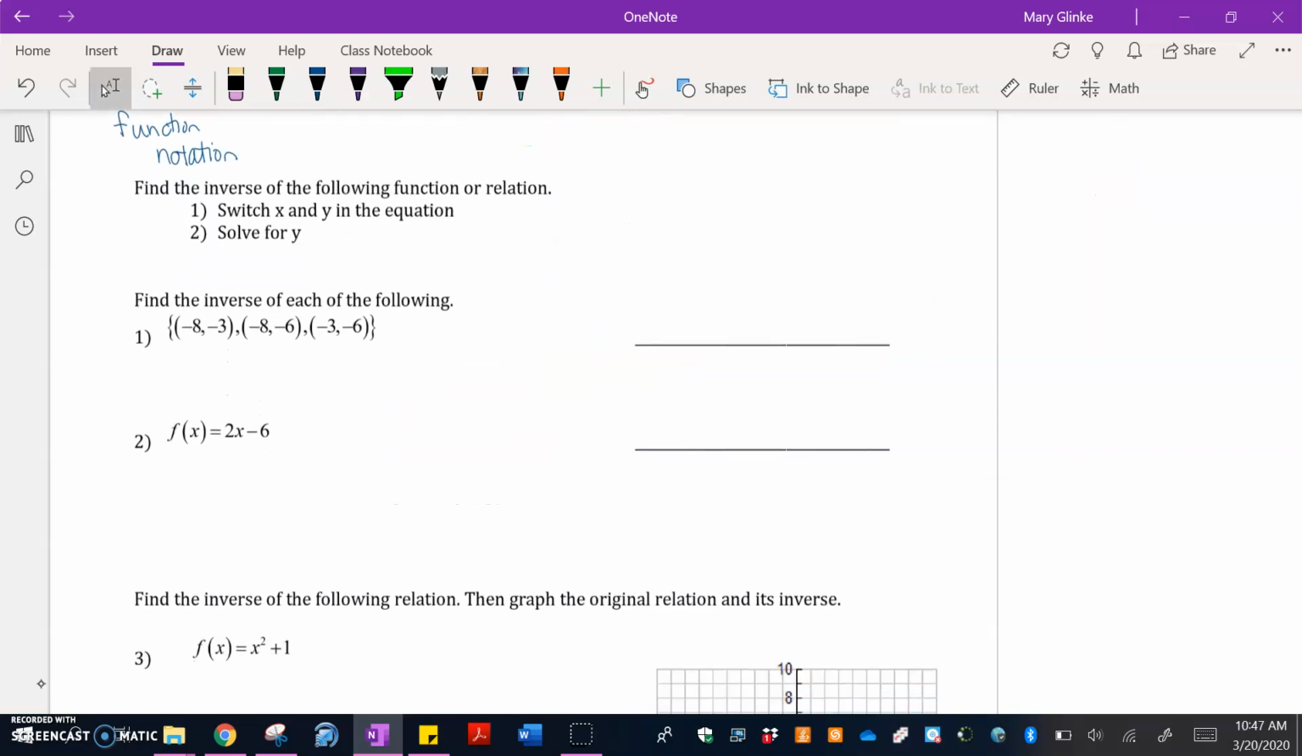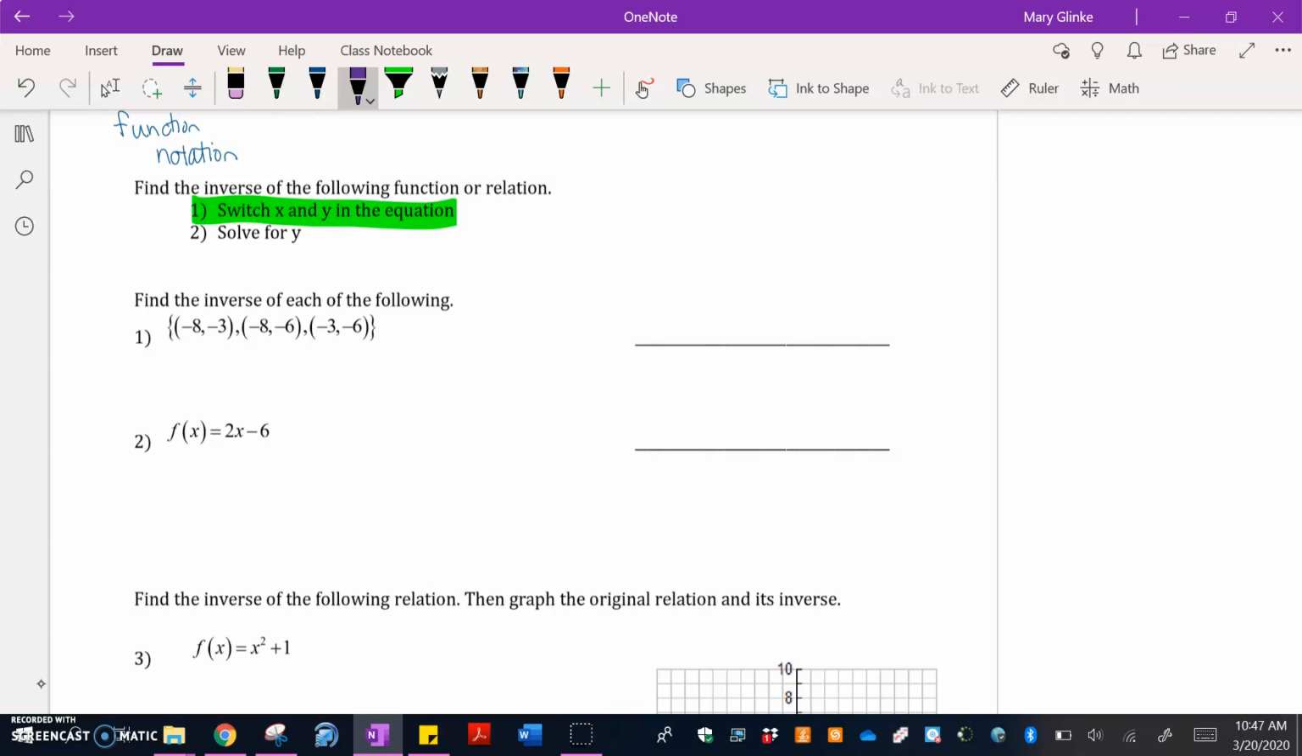So for problems number 1 and 2, we're going to find the inverse of the following function or relation. In order to find the inverse, the biggest thing you need to remember is to switch x and y. Switch your input and your output, and if applicable, then you're going to want to solve for y.